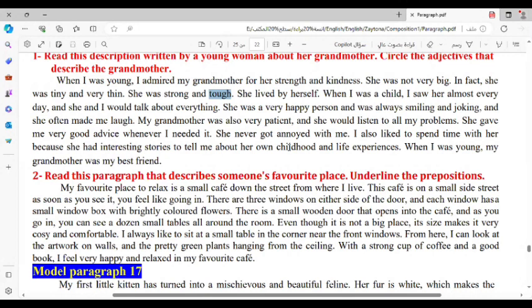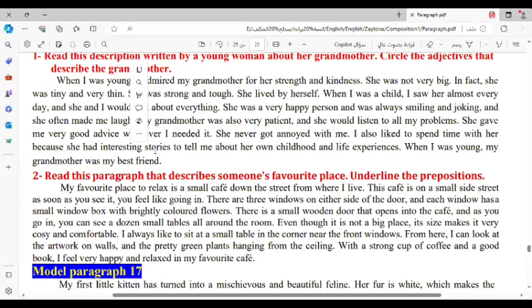Strength and kindness. Yes, these are nouns, not adjectives, but they are meant to describe a person, so we can consider them correct. Okay. Yes, happy. Very good. What else? Smiling and joking. Yes, those are verbs, but they are meant to describe a person, that he is kind because he smiles all the time. Okay, so this is correct, no problem.